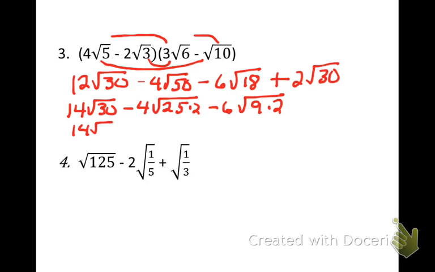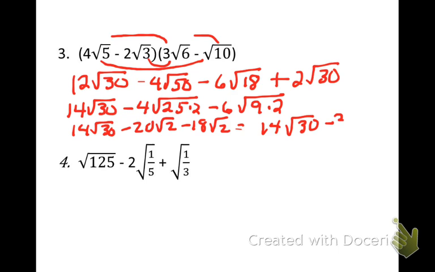So simplifying these, we're going to get square root of 25 is 5, 5 times 4, so this would be minus 20 times the square root of 2. Square root of 9 is 3, 3 times 6 is 18 times the square root of 2. So we can combine those terms. So we're going to get 14 times the square root of 30 minus 38 times the square root of 2, and that would be as far as we could go.